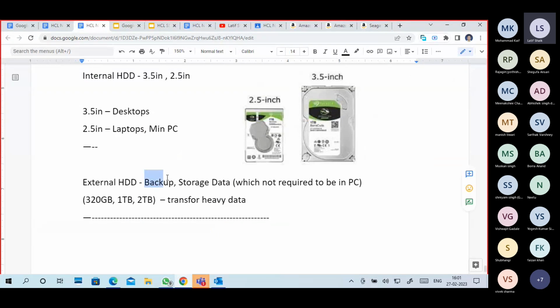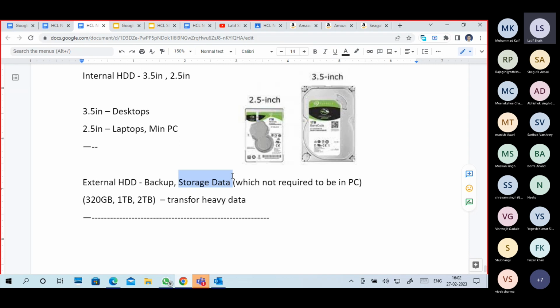What is the use of this one? Usually you want to store a backup, or store data which you don't want to keep in your system. You have a lot of data, downloaded files like movies, music files, documents. You don't want to keep them in your laptop currently, so you can transfer them into the external hard disk. Different sizes are available, guys. I have a 320 GB, lesser sizes are also available, but now the minimum is 1 terabyte, 2 terabyte, 1.5 terabyte to 3 terabyte, and 4 terabyte external hard disks are also there.